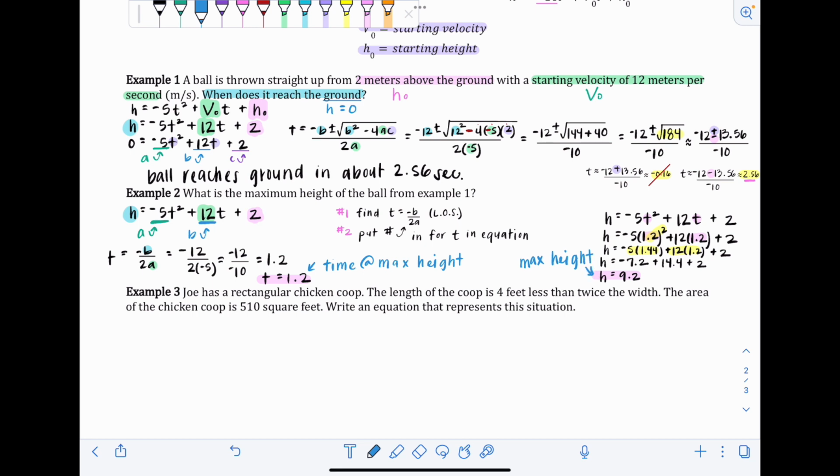So the first part, the -b over 2a, that gives you the time it reaches its max height. And then once we find that number, we put it into the equation to find the actual max height. And in this case, it's in meters. So I'm just going to write the final answer as 9.2 meters.